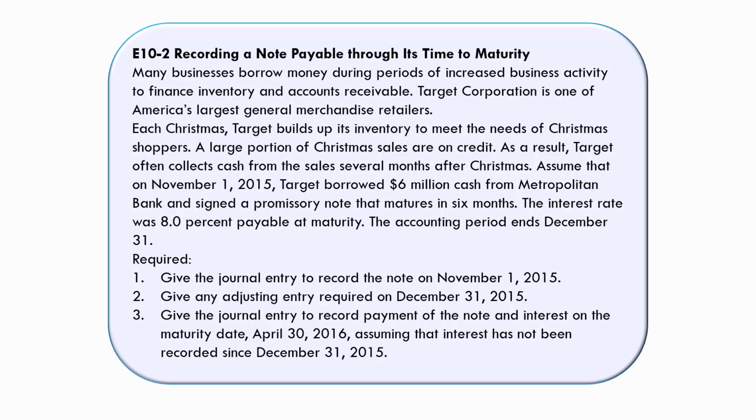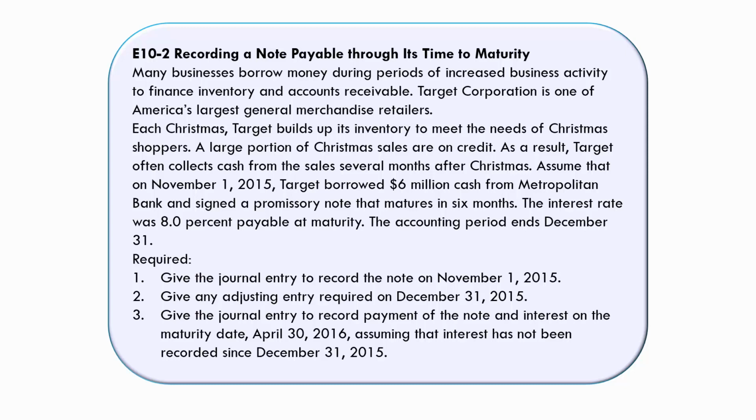So on November 1st, when they take out the note, they're going to have several things happening. The first thing happening on November 1st is they're going to get the cash in, and they're going to record a liability. And also, if they were to do a monthly financial at November 30th, they would have to accrue interest. In this case, they're just asking us for the adjusting journal entry December 31st.